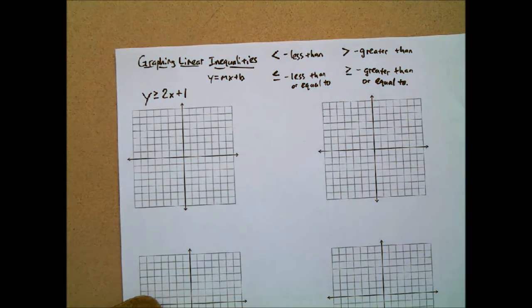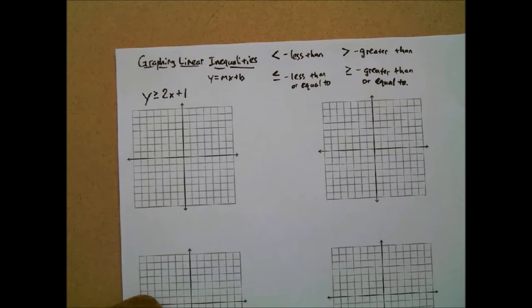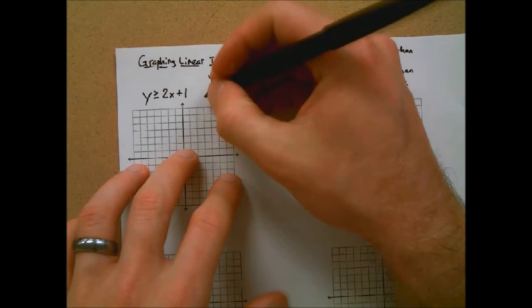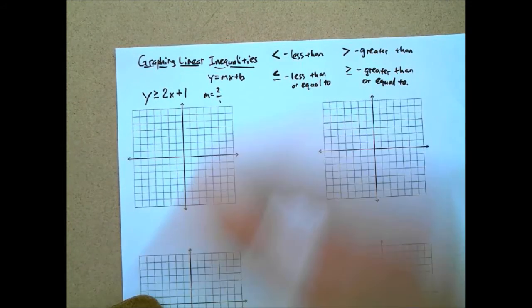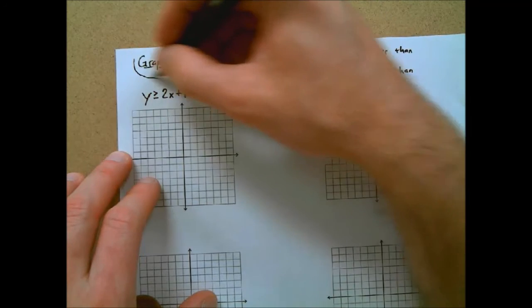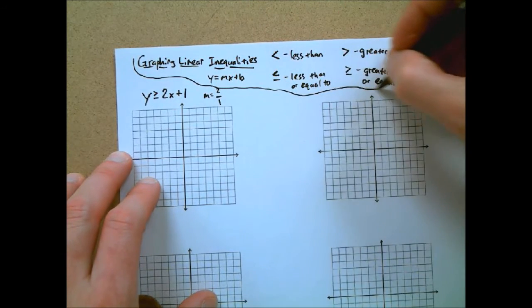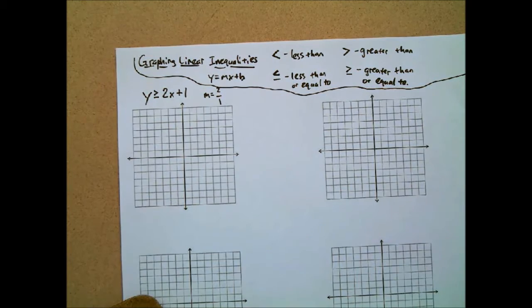Let's go to someone we haven't heard from yet. How about Reagan? Reagan, what is the slope of this going to be? The slope would be 2/1. Very good. And folks, it may be helpful for you to write that out. Let's write that out: m equals 2/1 in this case. This is our first example, and again, m is equal to 2/1.